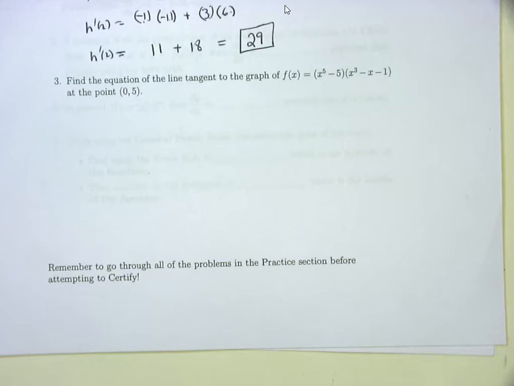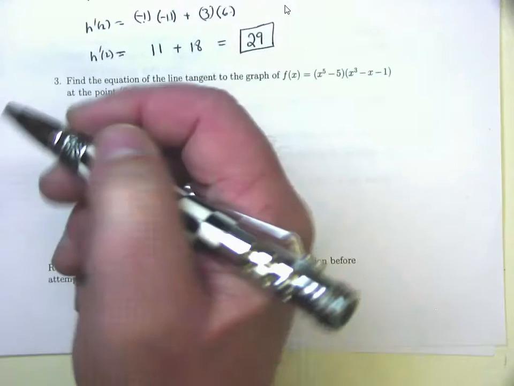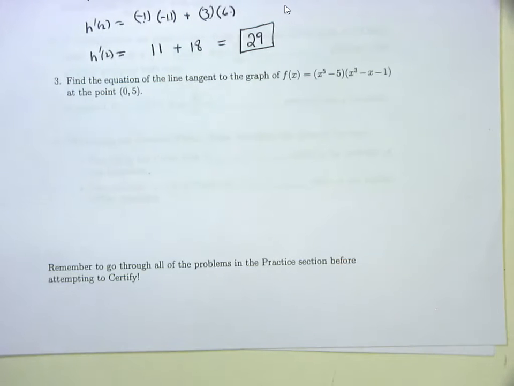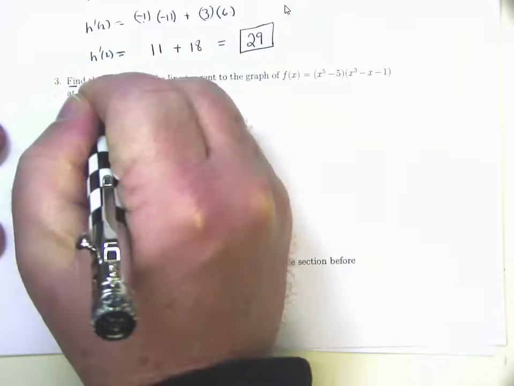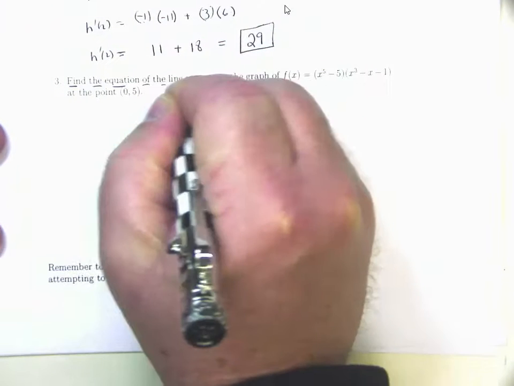Look at the question. Find the equation of the tangent line to the graph of f of x equals x to the fifth minus 5 times x cubed minus x minus 1 at the point 0, 5. Well, what a surprise. Those same directions that we had on our last test are going to be on this test as well, except for one thing. The functions are going to be a lot harder, okay? And then again, what's the question here? The question is very simply, find the equation of the tangent line.